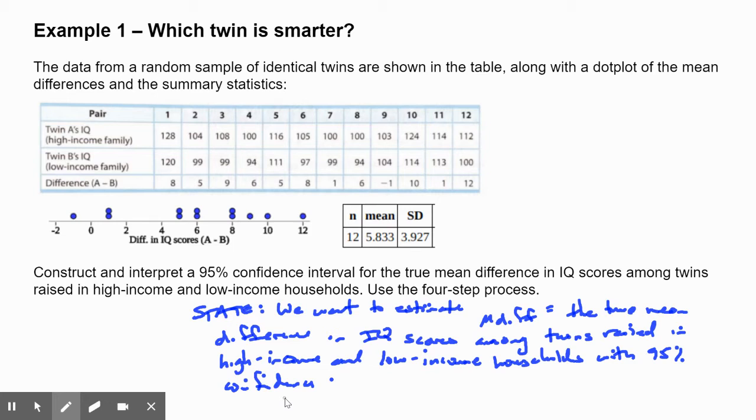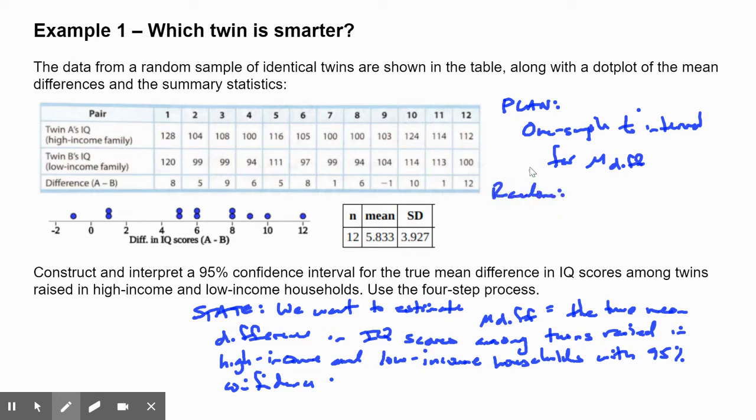Okay, so let's go through with the plan. Let me put the plan up here and then I'll erase everything. So when you do a plan, again, this is a one sample. You might say, oh, well, it's two samples. Well, no, it's one group of paired data, right? So it's one sample t interval for a mean difference, mu diff. Random. Do we meet the random condition? Well, it says random sample of identical twins.